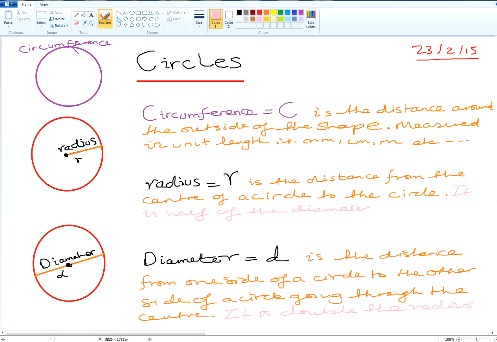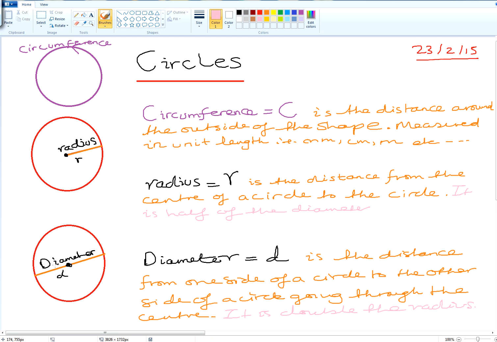The next item, R. The radius is the distance between the center of the circle and the circle itself. It is half of the diameter. The diameter is the distance from one side of the circle to the other side going through the center. So it is double the radius.